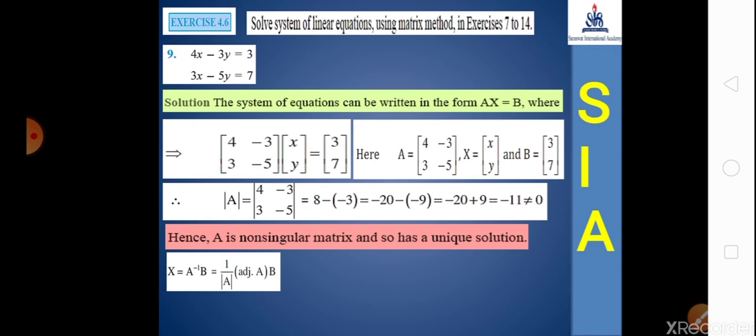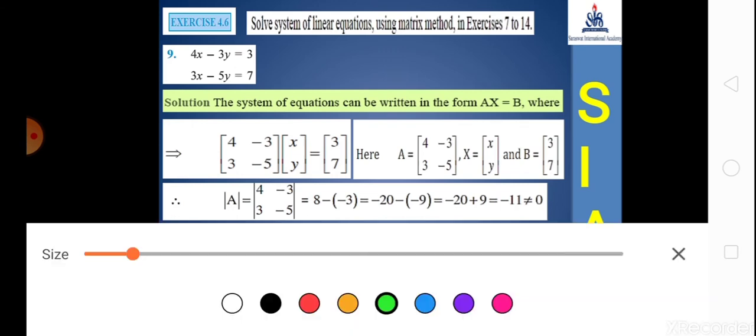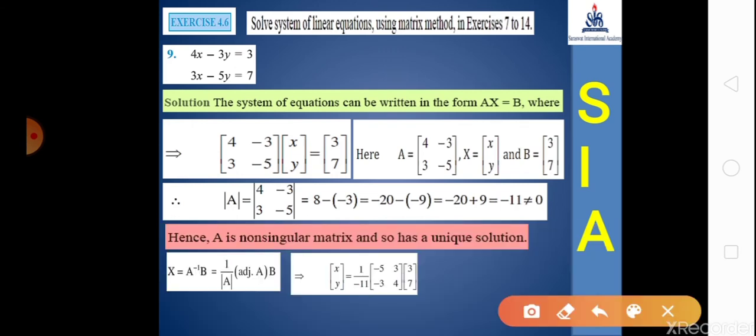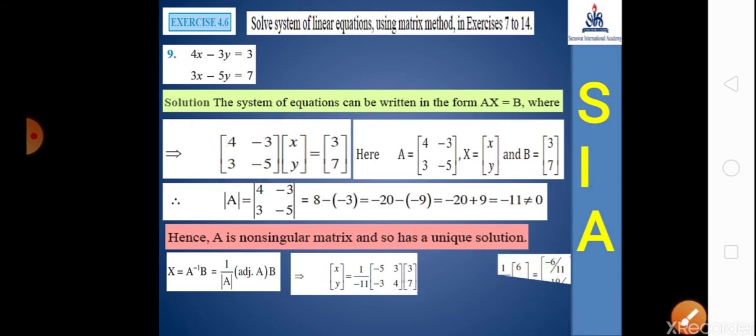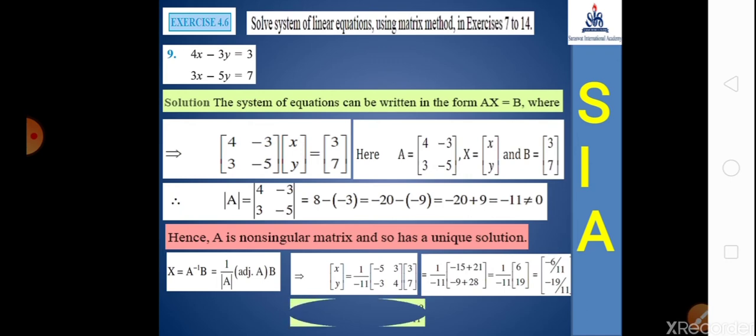X is equal to A inverse into B. It is 1 by determinant A, adjoint A, into B. Putting the values, adjoint, one more time I explain to you students. In 2 cross 2, you directly operate the adjoint: the principal diagonal elements interchange, and the secondary diagonal elements change sign. Then you go to matrix multiplication and you get minus 6 by 11 and minus 19 by 11. Finished. Here you get x is minus 6 by 11 and y is minus 19 by 11.